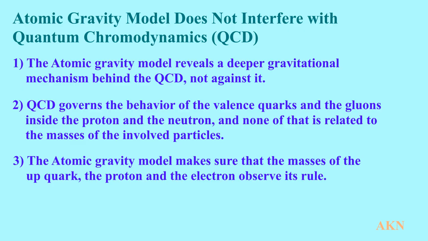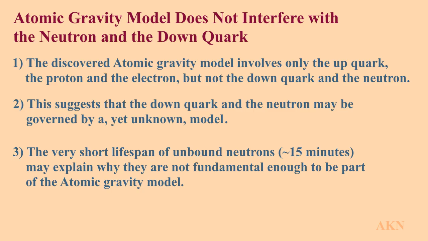The atomic gravity model, on the other hand, makes sure that the masses of the up quark, the proton, and the electron observe its rules. The atomic gravity model does not interfere with the neutron and the down quark. This is because the discovered atomic gravity model involves only the up quark, the proton and the electron, but not the down quark and the neutron. This suggests that the down quark and the neutron may be governed by a yet unknown model.